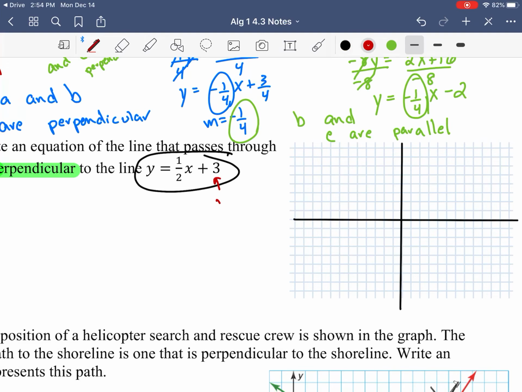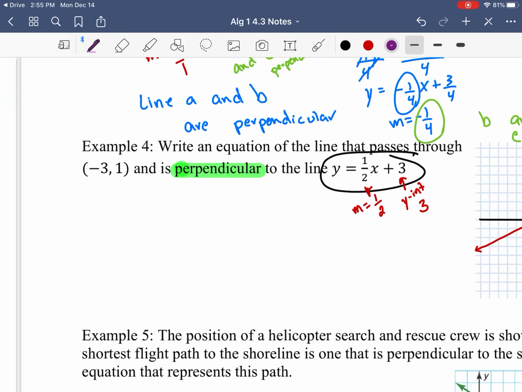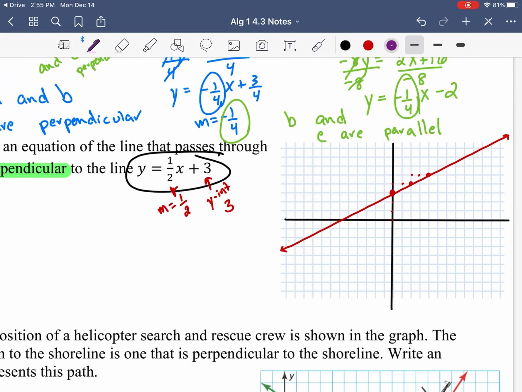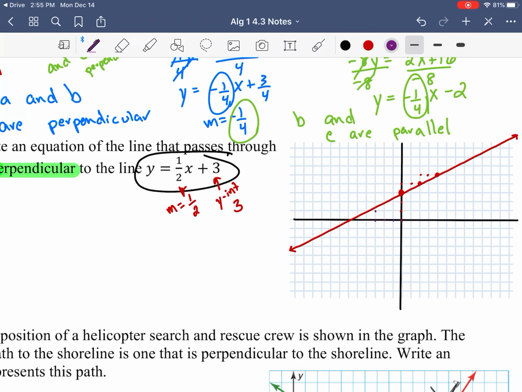This one has a y-intercept of 3. These across the y-axis up at 1, 2, 3. And a slope of 1/2. Rise of 1, run of 2. And now I want to go through the point -3, 1, and be perpendicular. So I no longer want to be parallel, I want to be perpendicular. I want to make like a 90-degree. Okay, so something kind of like that.